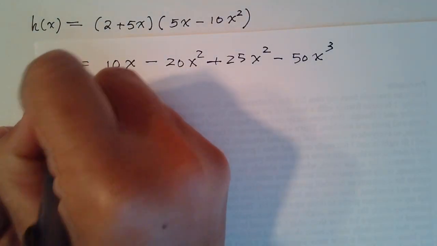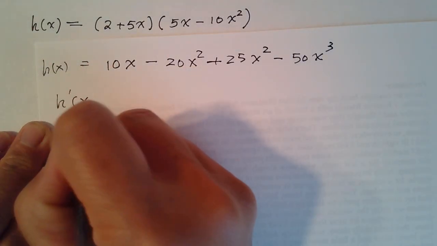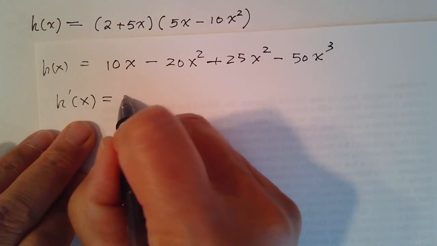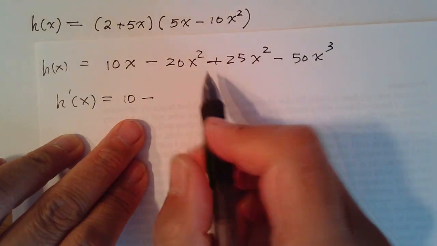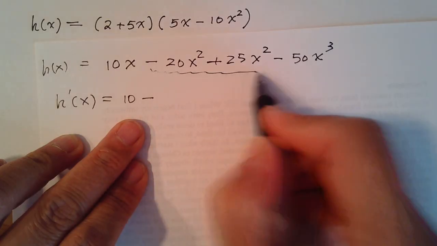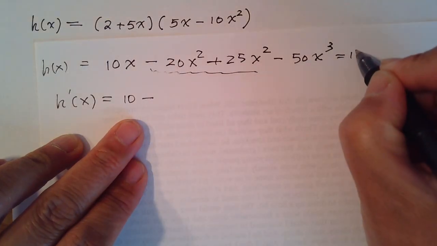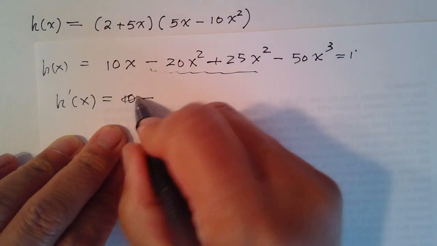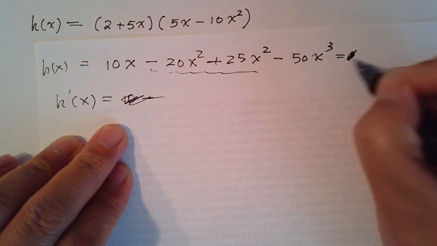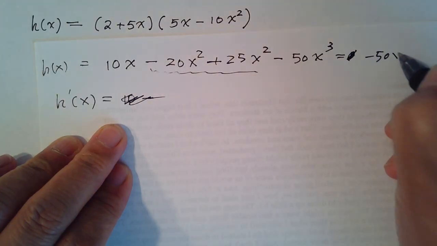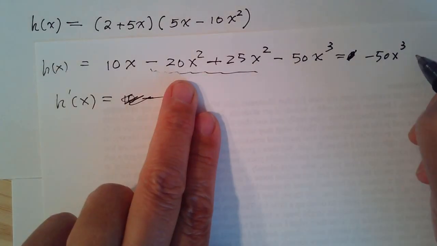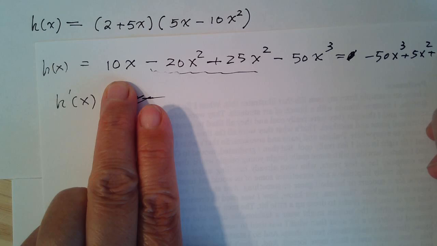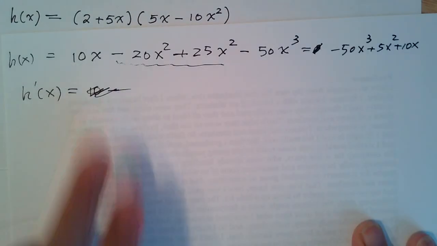You expand that. Now you take the derivative of it, you're going to get a 10, minus... you might want to combine these two terms first. Let me just go ahead and write it. Let me write the higher degree first. Sorry. So that would be negative 50x³, and then this becomes plus 5x², and then plus 10x. Okay?